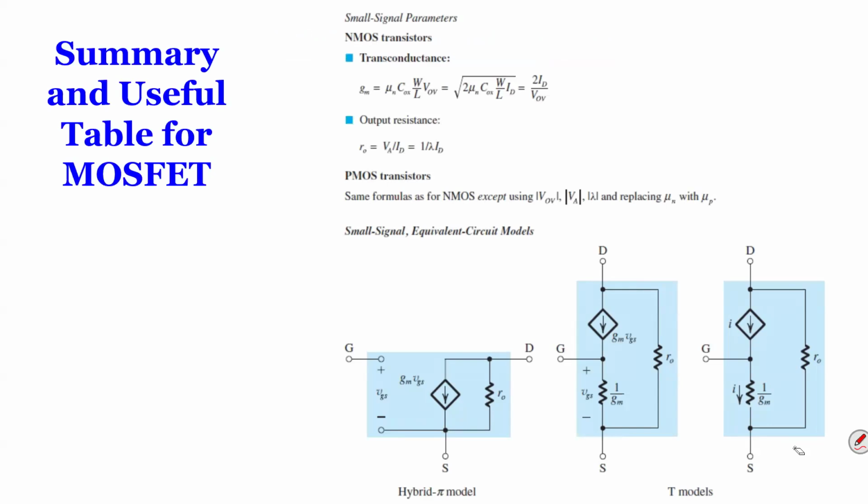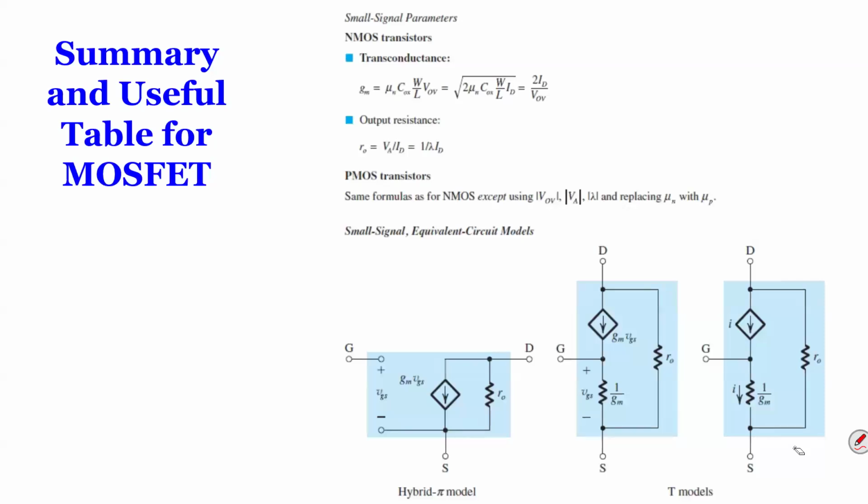This is a summary that we had last week. For MOSFETs, we have two types of equivalent circuit. The pi model is the simplest one, where you have VGS at the input side and a current source, which is GM times VGS. You remember GM is 2 times ID over VOV, and RO is equal to VA over ID. So those are the numbers that were given.